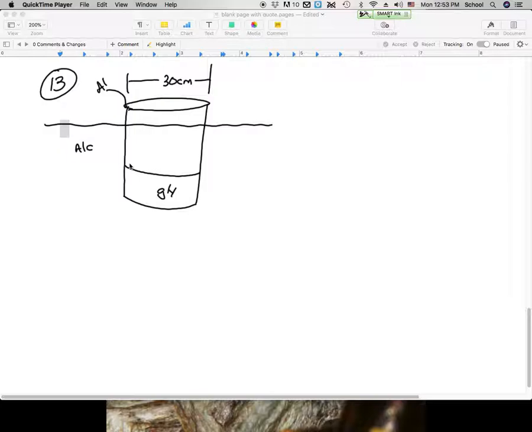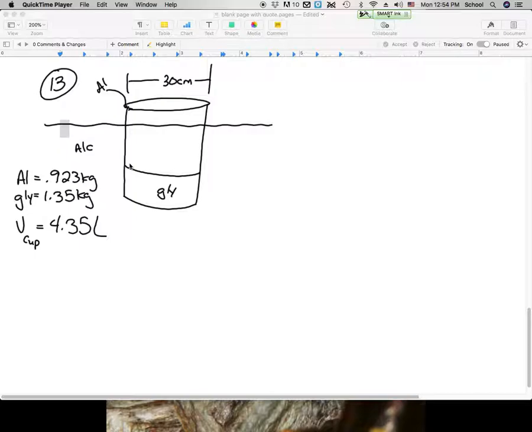That's a 30 centimeter diameter. And we have several other numbers. We know that our aluminum is 0.923 kilograms, and we know our glycerin is 1.35 kilograms, and we know that the volume of the cup is 4.35 liters.